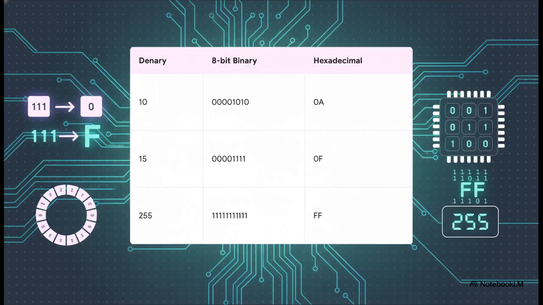But wait, it's not just binary. You also need to know about hexadecimal, or base 16. Why? Well, because long strings of ones and zeros are a real pain for us humans to read, so we use hex as a kind of shorthand. As you can see, 4 binary digits, that's a nibble, fit neatly into just one hexadecimal digit. So A is 10, F is 15, and FF is the biggest number you can make with 8 bits, 255.